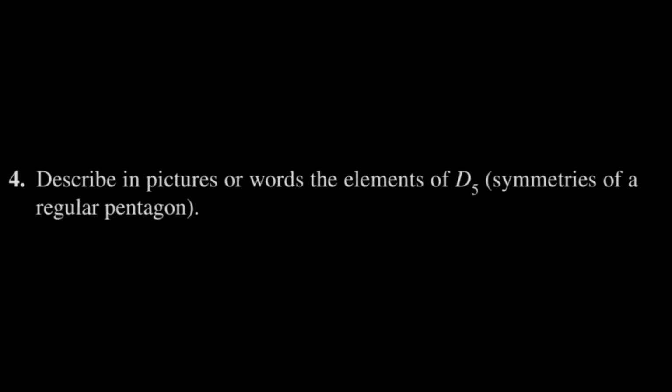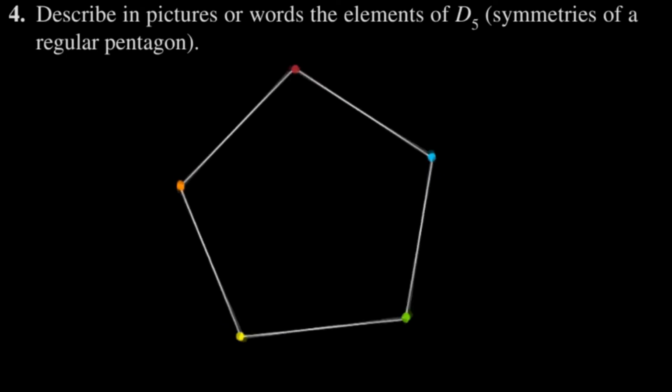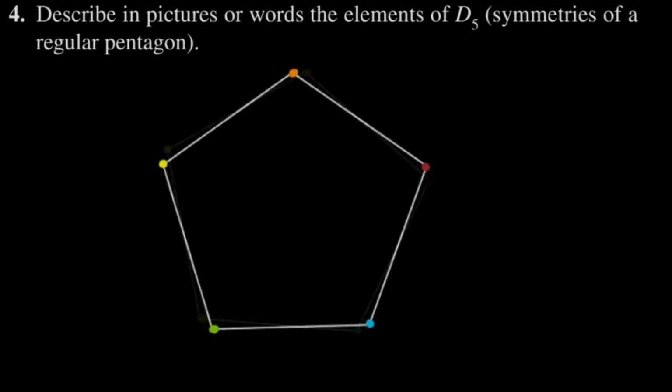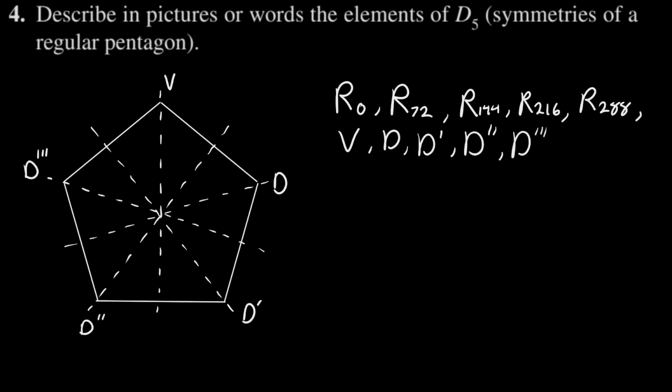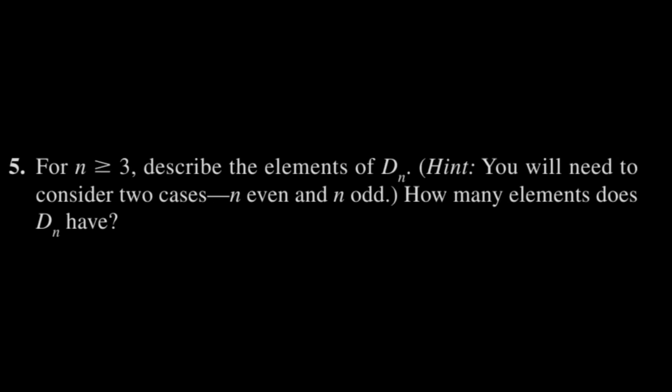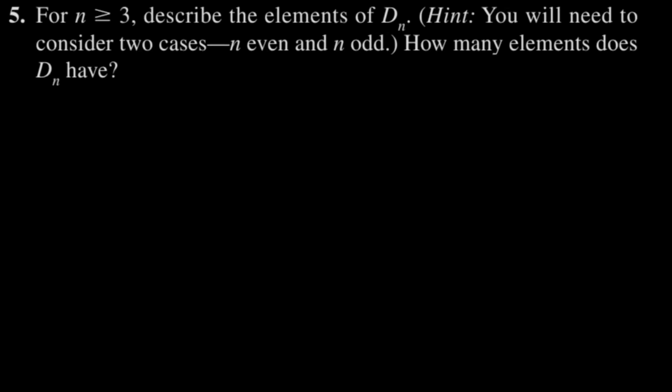Okay, so fourth question. This is actually just like the first question, but with a pentagon. So I'm not going to go through all the work. As you can see, you can rotate 5 different ways, and you can flip 5 different ways. So here's my answer. You got 5 different rotations and 5 different flips. So this actually leads into the fifth question, which is, for n greater than or equal to 3, describe the elements of Dn. How many elements does Dn have? And the hint is you will need to consider 2 cases, one where n is even and one where n is odd. So what I'm going to do first is just write out a couple of specific cases.